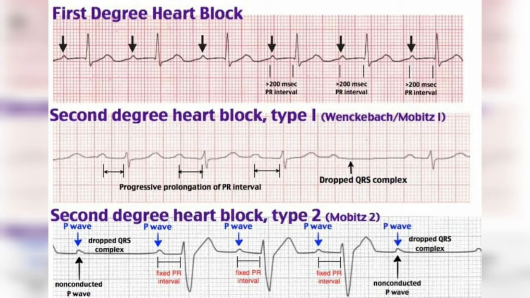Mobitz Type 2 is rarely seen in patients without structural heart disease. It is often associated with myocardial ischemia and fibrosis or cirrhosis of the myocardium. This rhythm often progresses to third degree AV block, that is, complete heart block.